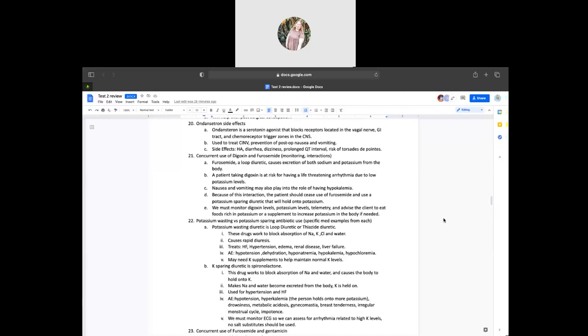Some of the side effects that we can have with the medication are diarrhea, dizziness, of course, from the nausea, headache, prolonged QT interval, and risk of torsades de pointes. So we need to make sure that the patient tells us if they're feeling any chest pain, palpitations, or anything, because we want to make sure that their heart is doing okay.